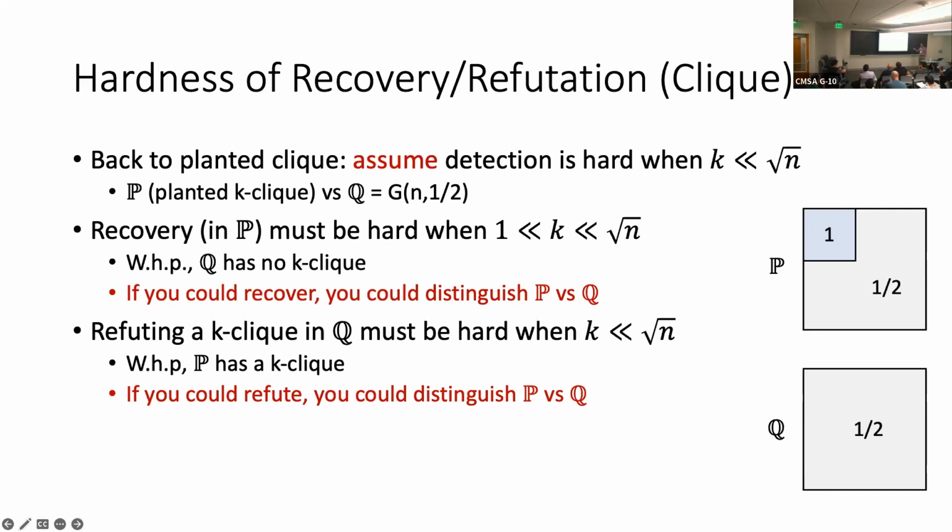Someone's going to give me one of these graphs. I try running my refutation algorithm. If it successfully disproves the clique, then I say I'm here. If it fails to do so, I say I'm here.